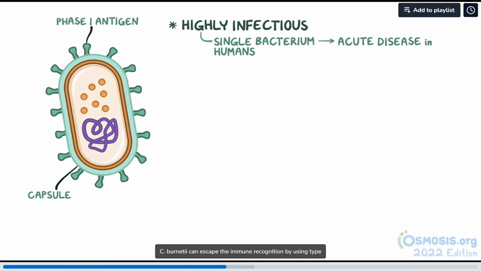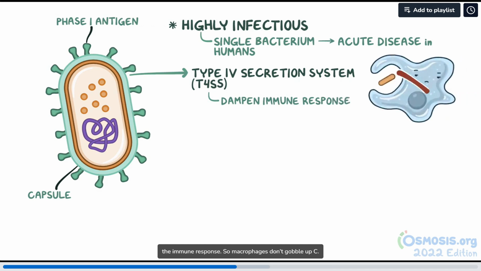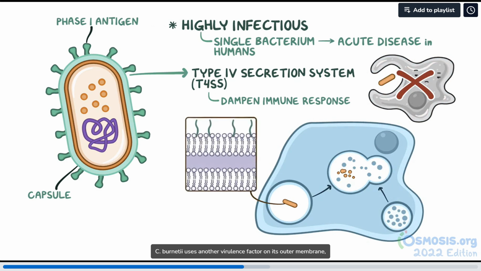However, C. burnetii can escape the immune recognition by using type 4 secretion system, or T4SS for short, which is a collection of proteins that can dampen the immune response. So macrophages don't gobble up C. burnetii like they should. What's more, if they do eat the bacteria, C. burnetii uses another virulence factor on its outer membrane called non-endotoxin lipopolysaccharide, or LPS for short. LPS inhibits the fusion between the phagosome and the lysosome, allowing C. burnetii to avoid intracellular death.